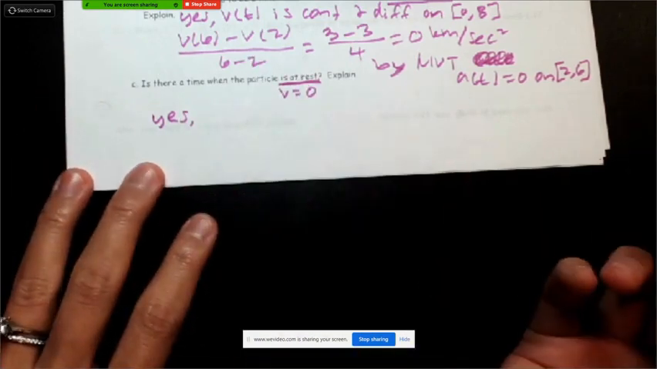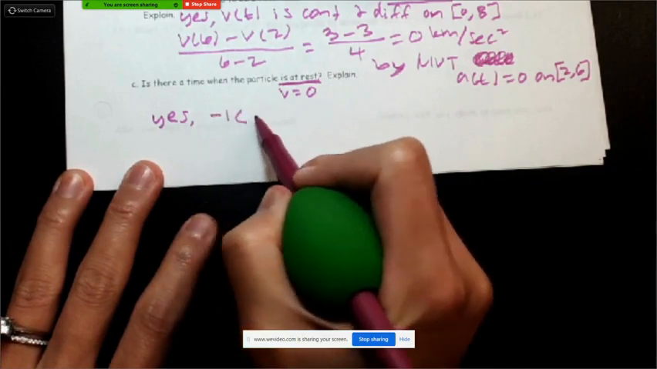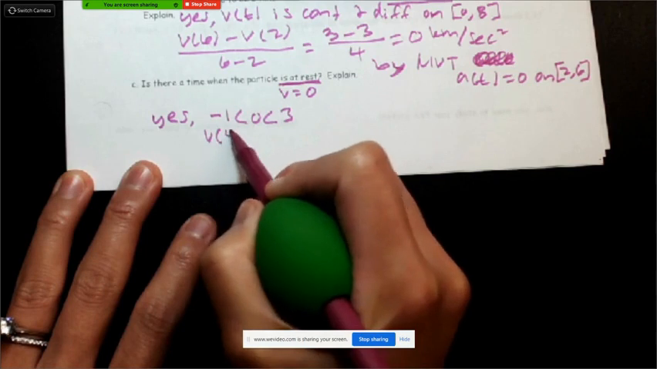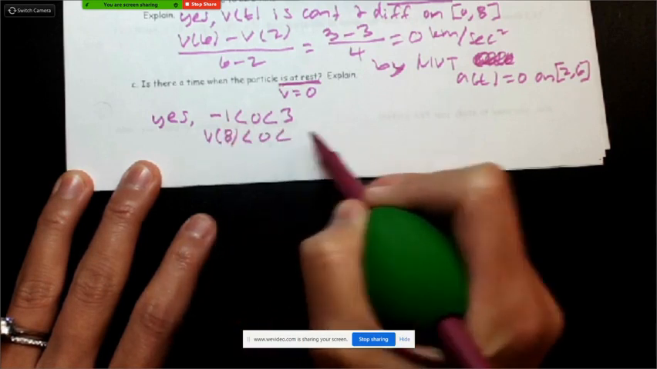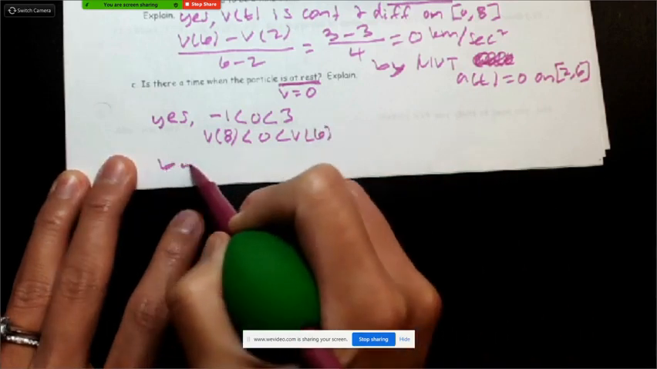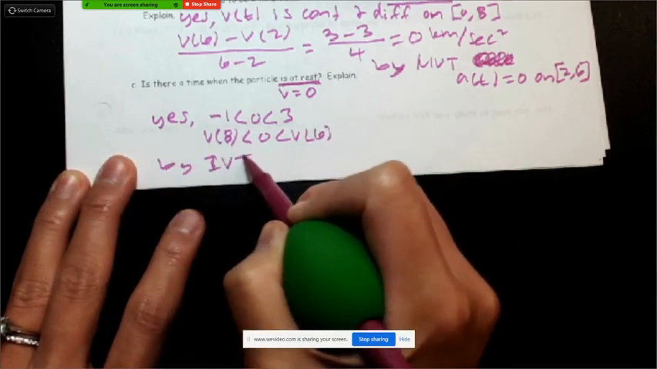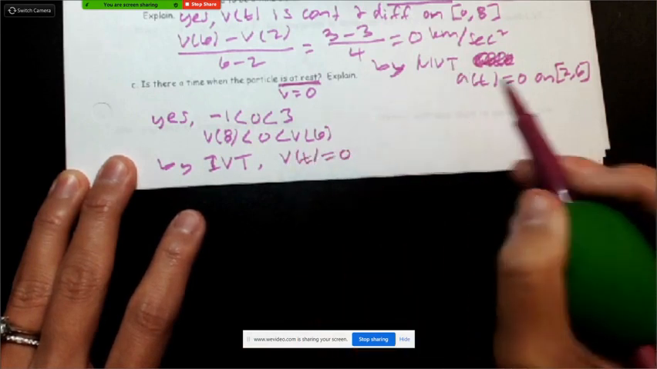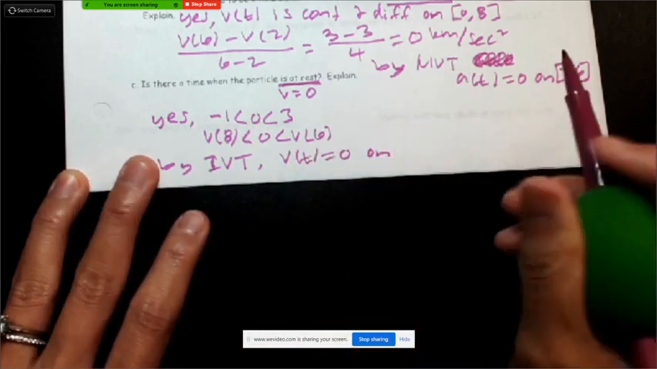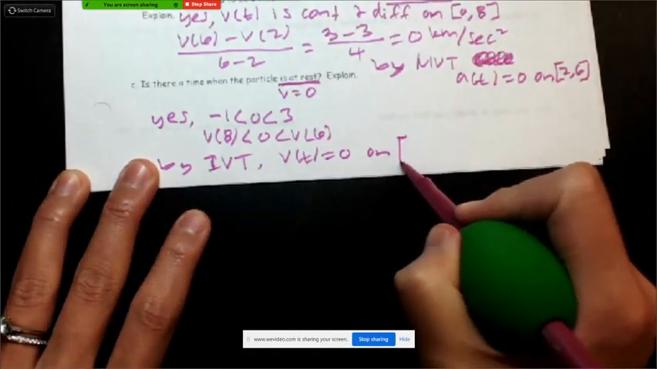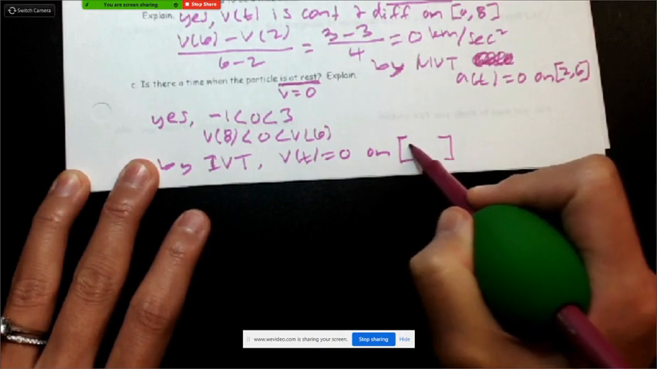IVT. So I know -1 is less than 0, less than 3. And I want it in function notation. V of 8 is less than 0, less than V of 6. And I'm going to write by intermediate value theorem, V of t is 0, since that is at rest, on the interval of, and we chose what interval? What to what? 6 to 8.